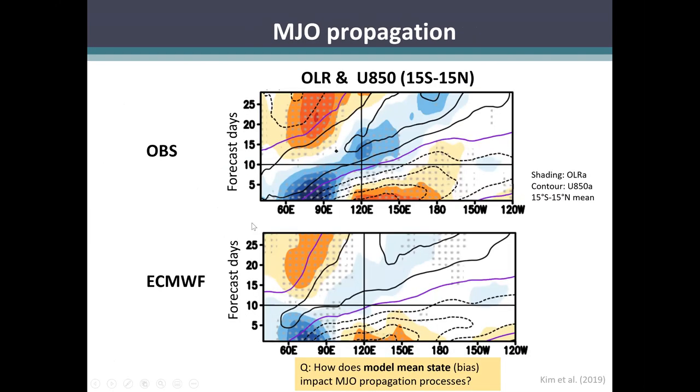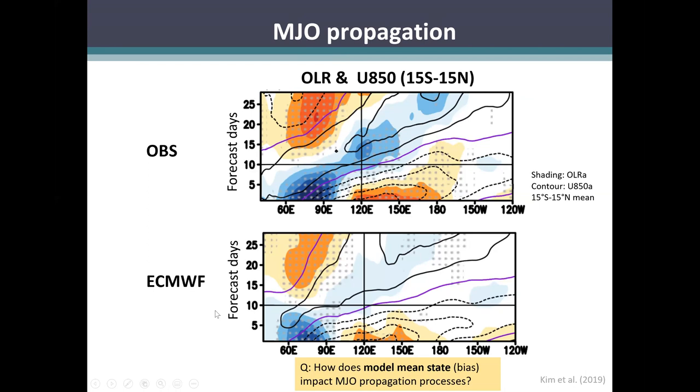So first, let's start with the mean state bias. Here this shows the propagation of the MJO in the observation and the ECMWF model. Shading is the OLR anomaly. The y-axis is forecast lead time. When it starts in the Indian Ocean, in the observation, it propagates nicely through the maritime continent and reaches the dateline.